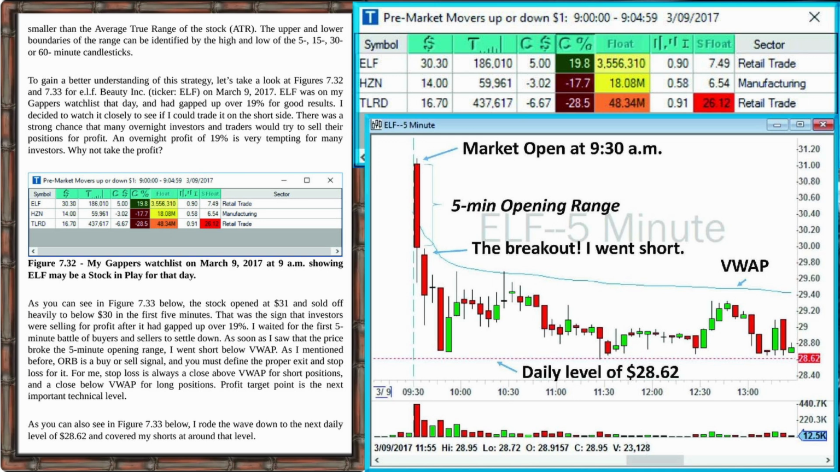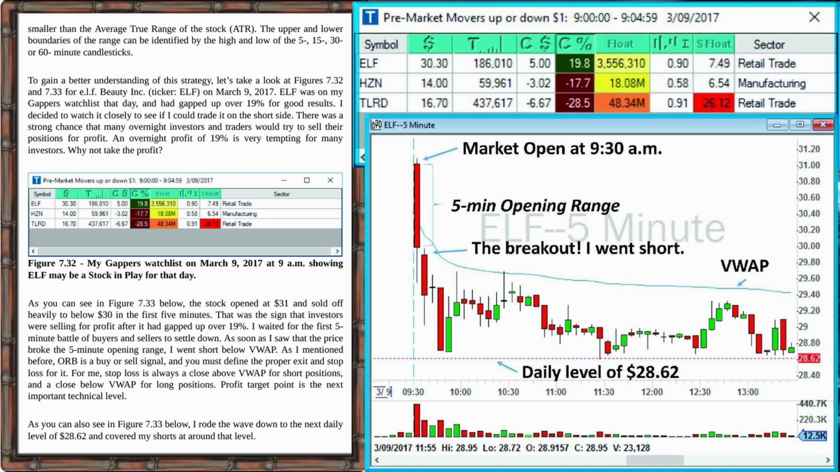That was the sign that investors were selling for profit after it had gapped up over 19%. I waited for the first 5-minute battle of buyers and sellers to settle down. As soon as I saw that the price broke the 5-minute opening range, I went short below VWAP.